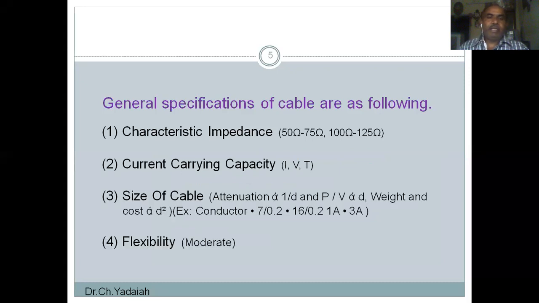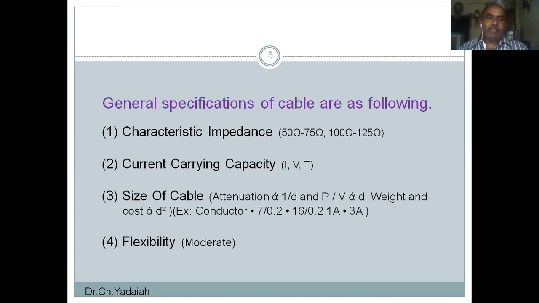Mainly the characteristics of the conductor, the impedance characteristics. Every conductor has its own impedance, that is the resistance as well as the inductance and capacitance. Its impedance of 50 ohms to 75 ohms is advisable, whereas for low quality materials it should not be less than 100 ohms to 125 ohms.